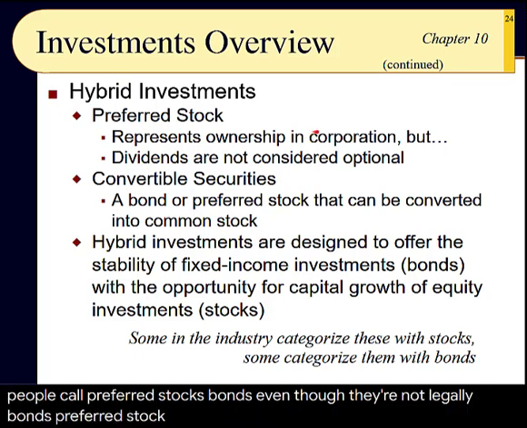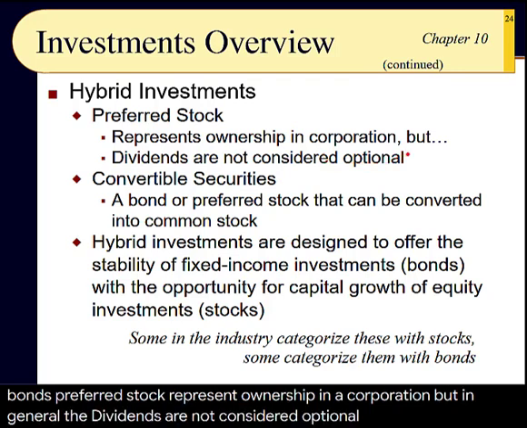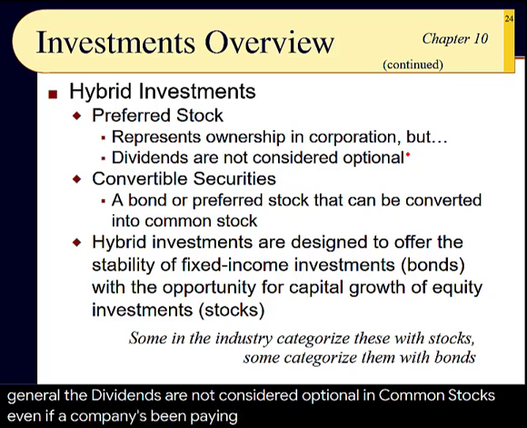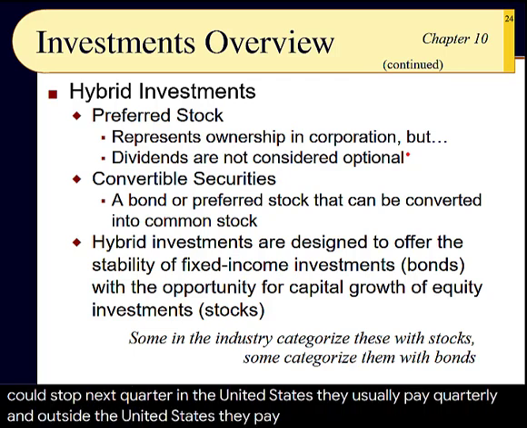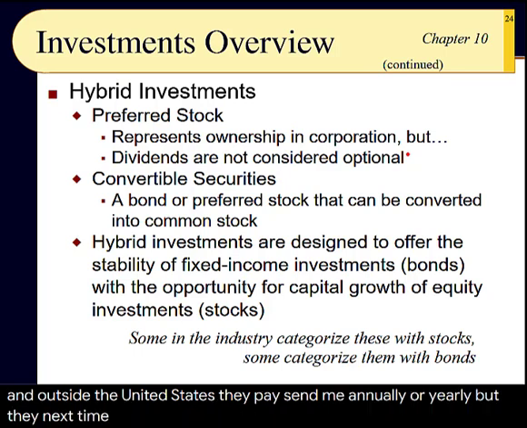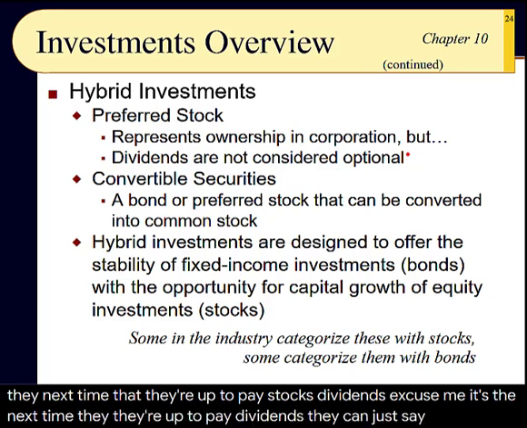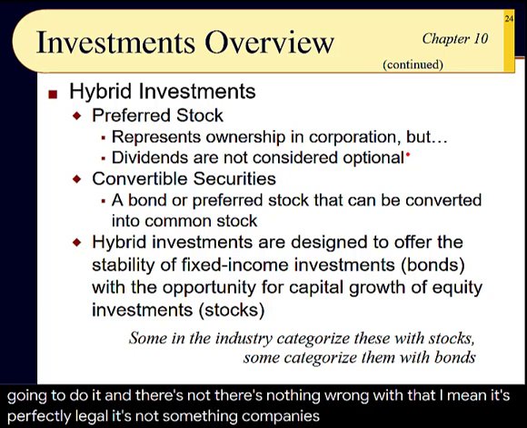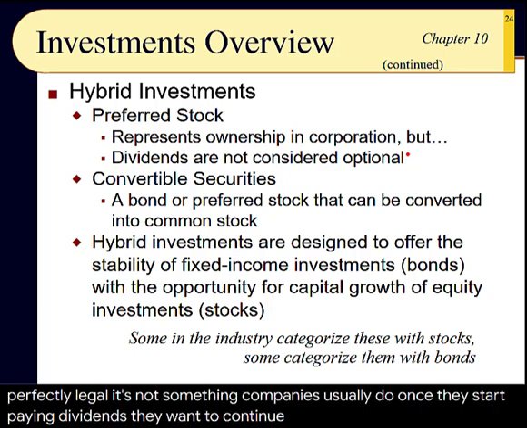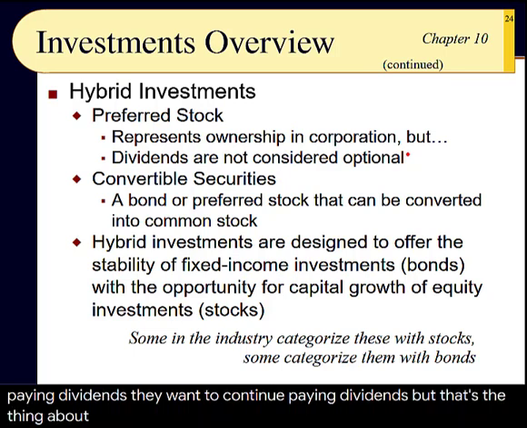Preferred stock represents ownership in a corporation, but in general, the dividends are not considered optional. In common stocks, even if a company's been paying you dividends for 60 years, they could stop next quarter. In the United States, they usually pay quarterly, and outside the United States, they pay semi-annually or yearly. But next time they're up to pay dividends, they can just say, no, we're not going to do it. And there's nothing wrong with that. I mean, it's perfectly legal. It's not something companies usually do. Once they start paying dividends, they want to continue paying dividends. But that's the thing about preferred stock. Normally, they're not considered optional.